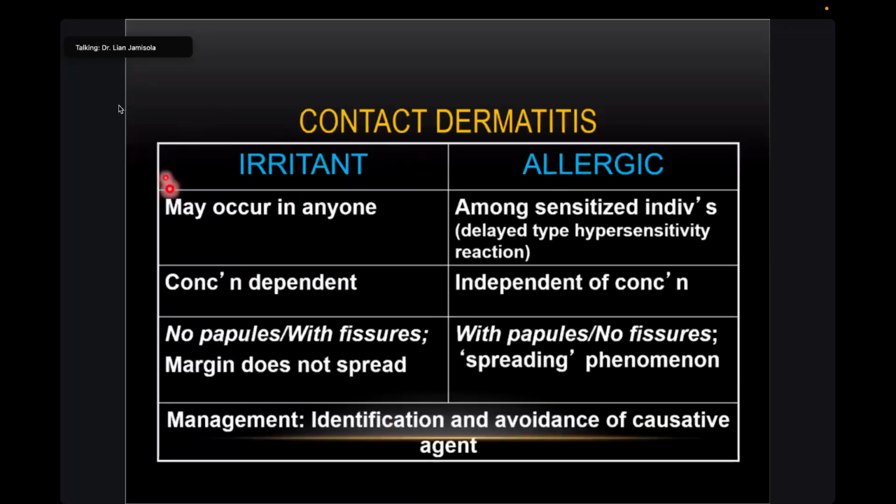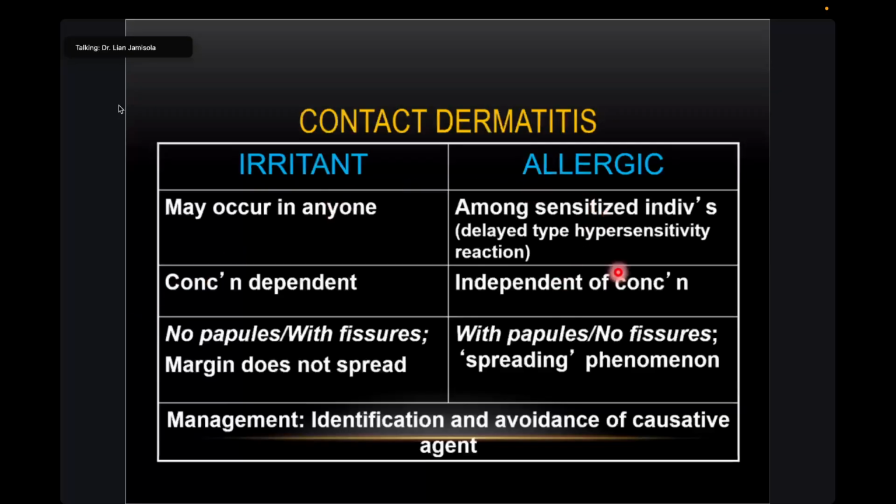Okay, first, for an irritant contact dermatitis, it may occur in anyone. Okay, it's concentration dependent, meaning you will be more irritated if you're exposed to more. If your exposure is less, probably you won't get irritated. Okay, there are no papules, but there are fissures. The margin does not spread; only where the irritant touched will have lesions.